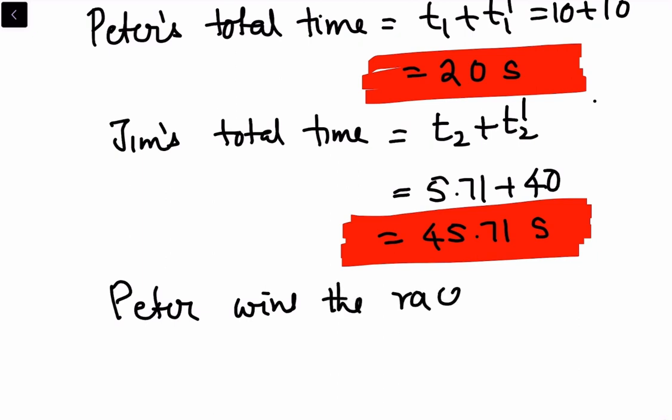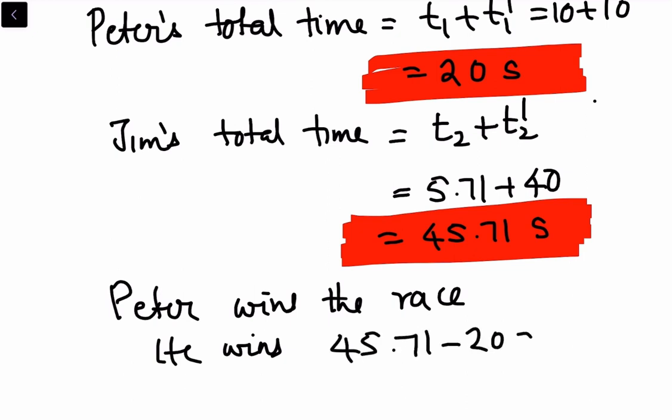By how much time? He wins the race with a difference of 45.71 minus 20, that is 25.71 seconds. So he wins the race with a time difference of 25.71 seconds. This is the answer.